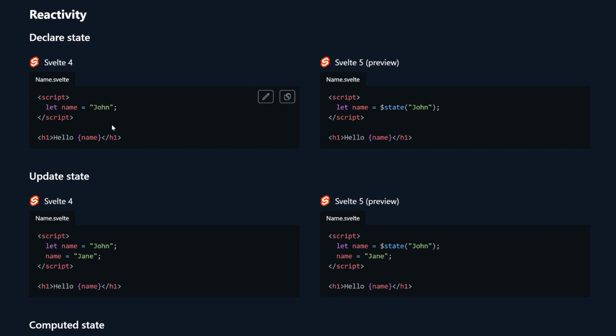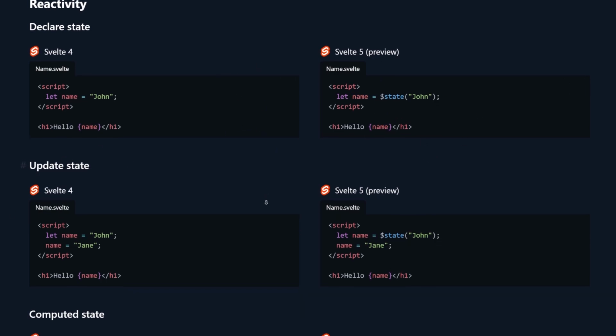So first things first, in Svelte 4, we had this very simple syntax where we could say let name is equal to John to declare variables. This has changed in Svelte 5. If we ever want to declare a state, we have to use this new thing called a state rune, which is defined as $state and then the value of the state on the inside of it. You'll see that using these values is the exact same.